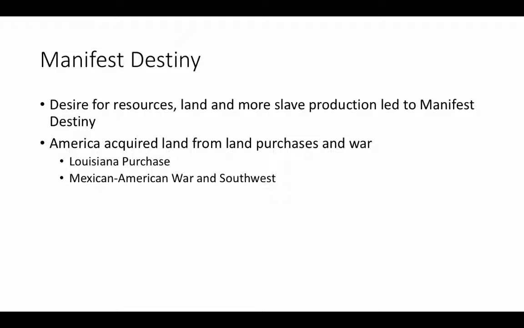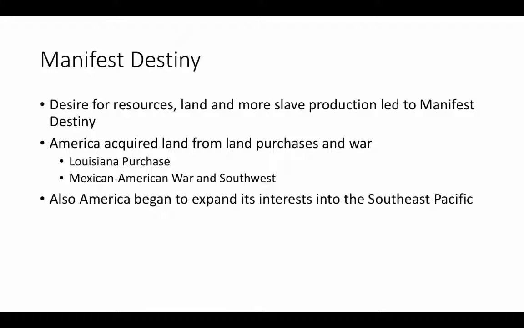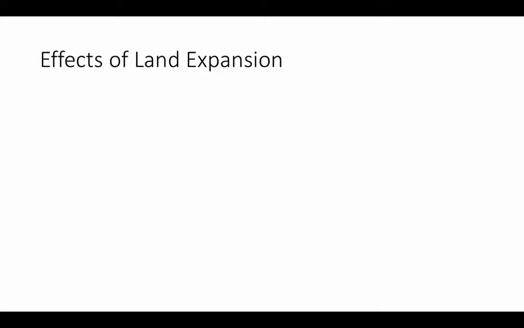America acquires land in that time period due to two major events. One is the Louisiana Purchase from the French, and a second one is the Mexican-American War, which brings in new territories from the Southwest. Now, at the end of this period, I stress with the kids that Manifest Destiny is going to start leading us into a new type of Manifest Destiny in which we have interest in the Southeast Pacific, but that comes more in the 1877 period and afterwards.